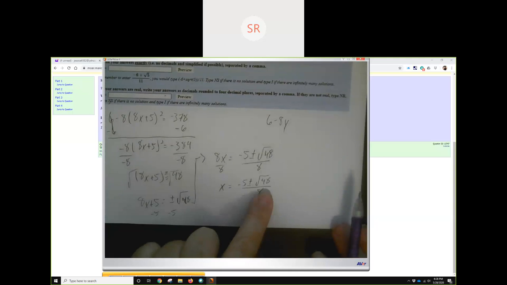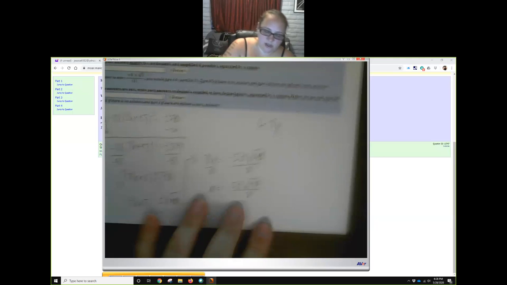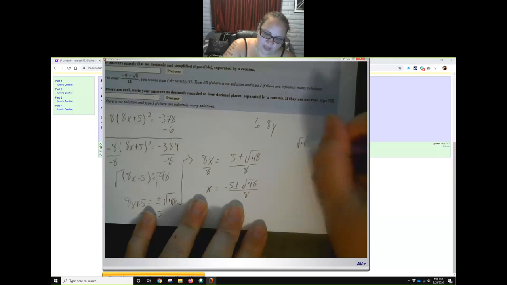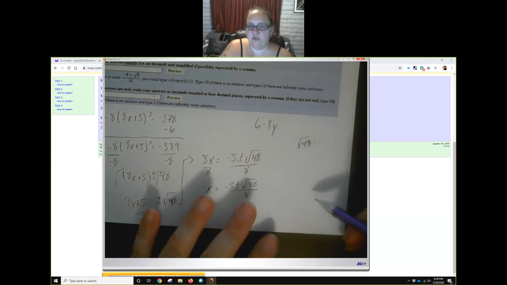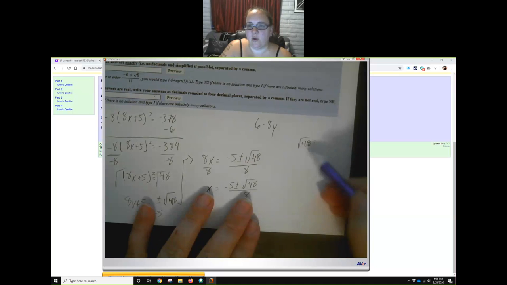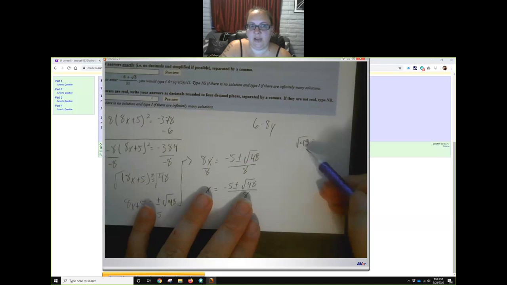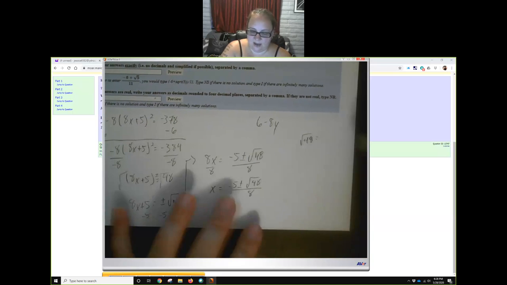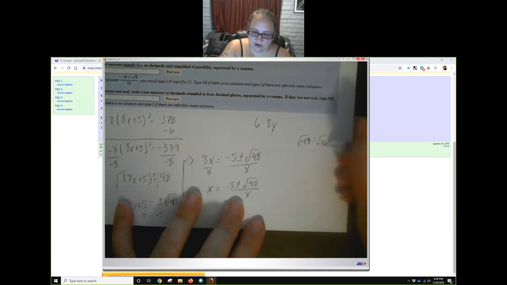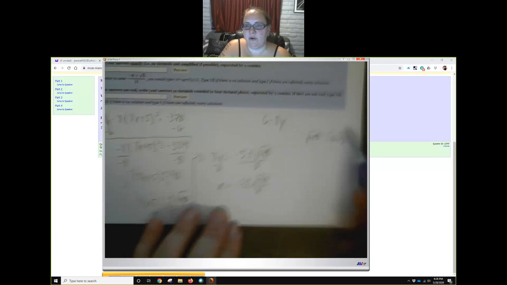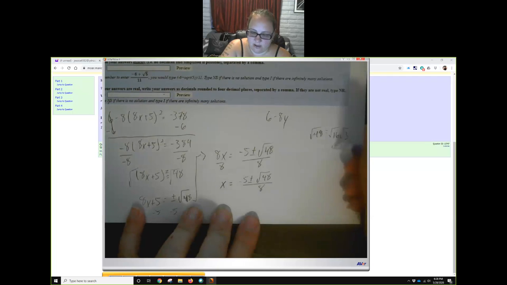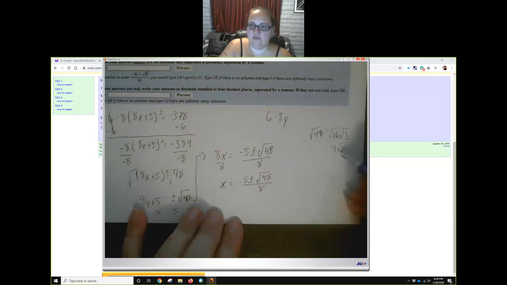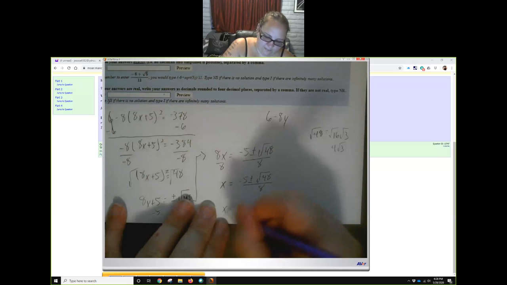So the square root of 48 would reduce. There are 2 ways to do this. You can do a factor tree, or you can just ask yourself, are there any perfect squares that go into 48? We do. 16 goes in 3 times. And I choose perfect squares because the square root of 16 is 4. So that means the square root of 48 is the same as 4 square root of 3.